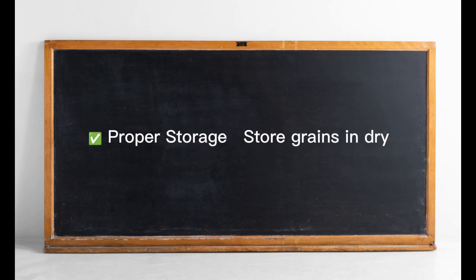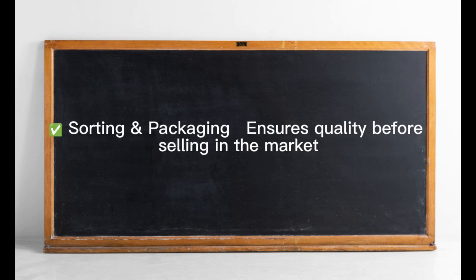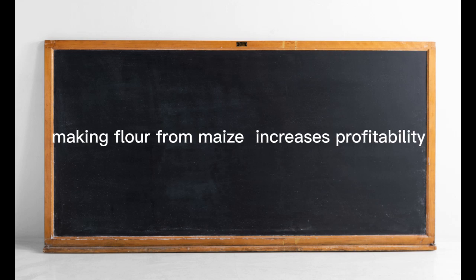Store grains in dry, well-ventilated areas to prevent mold and pests. Sorting and packaging ensure quality before selling in the market. Value addition: processing crops increases profitability.